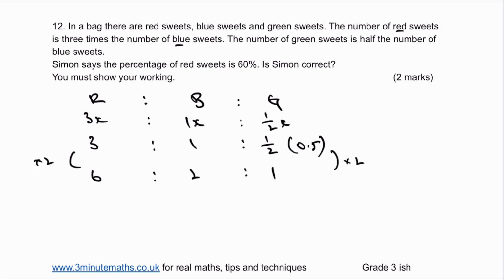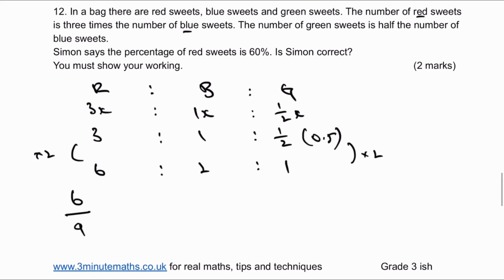And then it says, Simon says the percentage of red sweets is 60%. Is Simon correct? Well, let's have a look at the number of red sweets. There are 6 red sweets out of 9 sweets altogether. What I've done there is added the 6, the 2, and the 1, and I get 9 sweets in the bag, 6 of which are going to be red. So the question is, is 6 ninths the same as 60%?